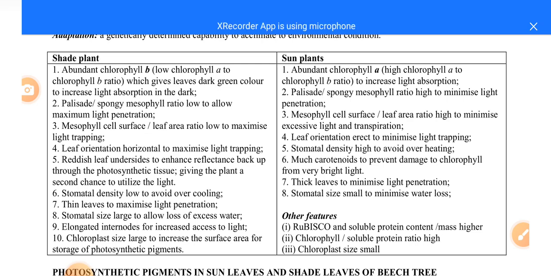Then number 5, we are looking at it now. The stomata density is high to avoid overheating. Then number 6 is the matching carotenoids to prevent damage to chlorophyll A from very bright light.